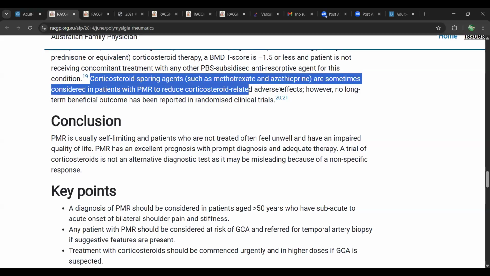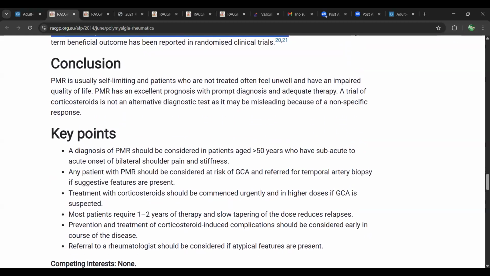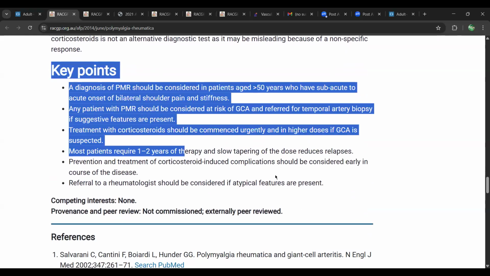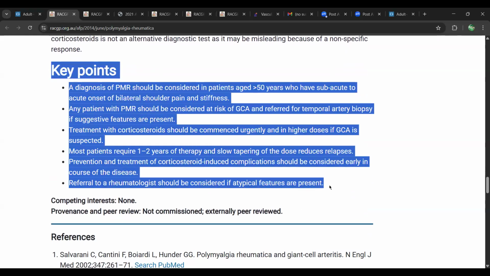So this is another consideration they have, right? Corticosteroid sparing agents, such as methotrexate, azathioprine, you can consider if they have any corticosteroid related adverse effects. So they always have these key points at the bottom, right? It's good to have a read through just in case you miss something when you were scrolling through.